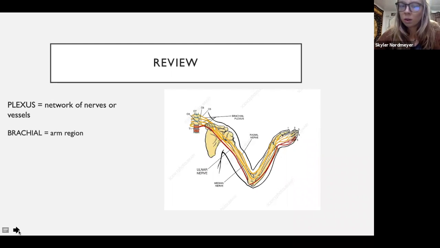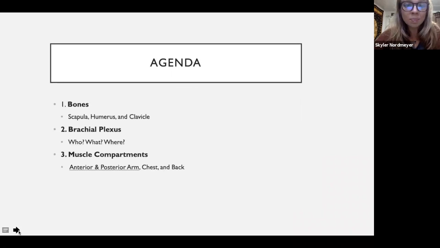So, as I said before, we'll be doing the brachial plexus. On our agenda, we'll start with the bone section, and then we'll dive right in to learn about the drawing of the brachial plexus and the who, what, where, like what it does, where it is, who uses it, and then we'll go into muscle compartments because muscle compartments are pretty dependent on the brachial plexus. Not independent, not codependent, a dependent relationship.